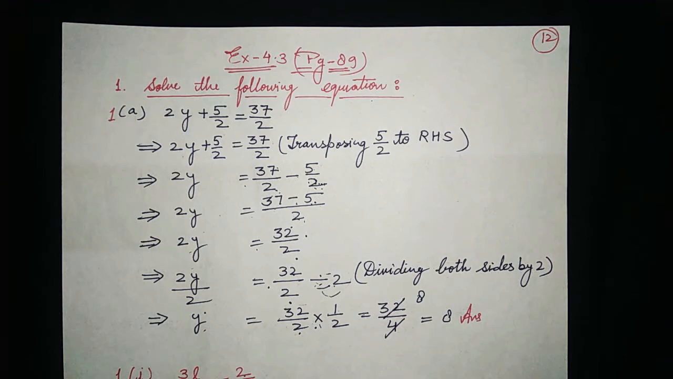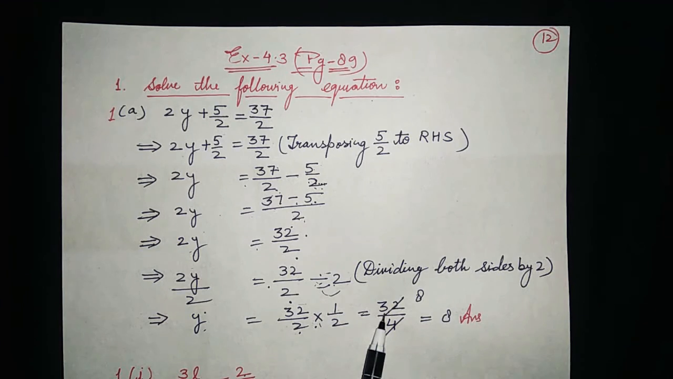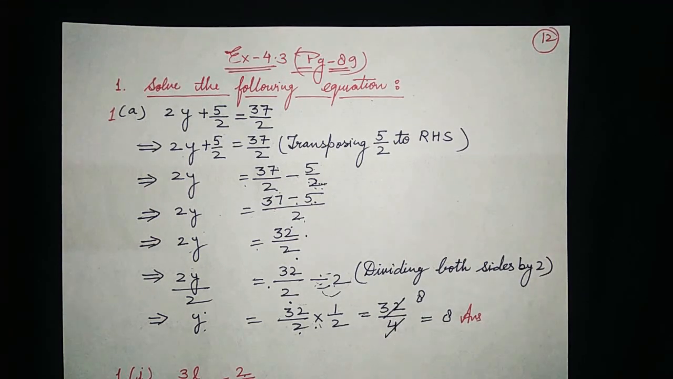Now, here 32 into 1 is equal to 32. And 2 into 2 is equal to 4. So like this 32 will come in numerator and 4 will come in denominator. Now you can see that you can reduce it. So 4 1 is 4 and 4 8 is 32. So your answer will come 8.